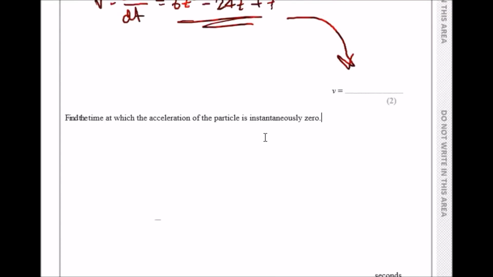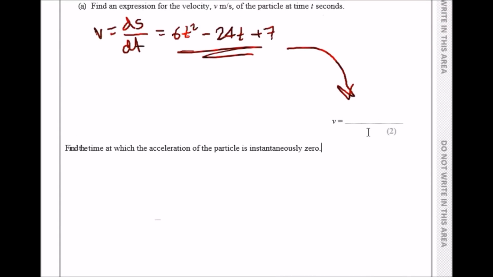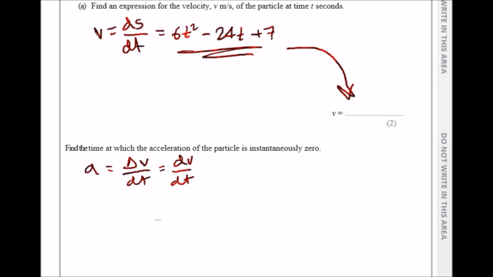So the acceleration is defined as the change in velocity over time. Oops, change in v, not t. So we have to literally differentiate the velocity this time with respect to time. So find dv over dt. And when it equals 0, it means the acceleration will be 0 at this point. So we have to differentiate this and set this equation to 0.